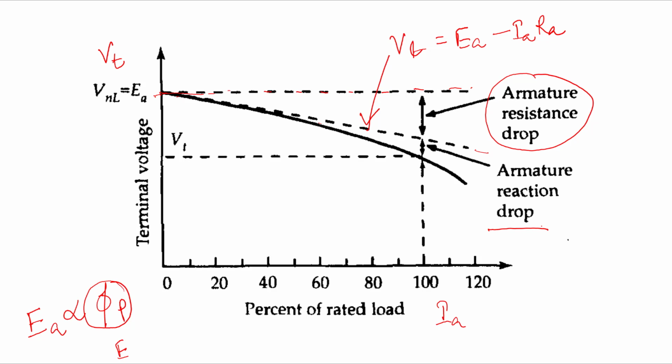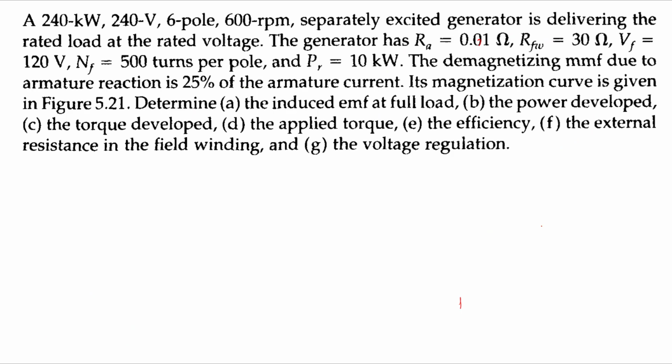So I hope you understood this external characteristic. And this is in fact very essentially required. We need to know it before the application of a generator to a particular load, because if there is a mismatch between the load characteristic and the generator characteristic, we cannot use the generator for that particular application. Okay, here is a problem.